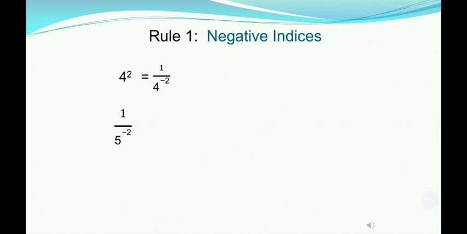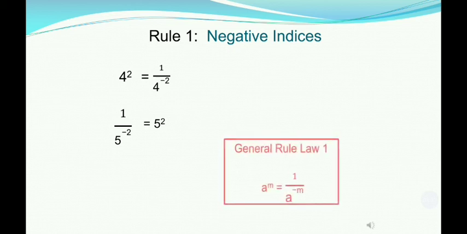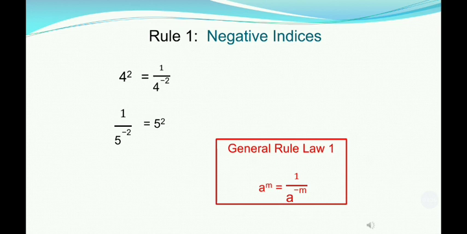This 5 to the power of minus 2 is in the denominator. When it goes to the numerator, the sign changes. Since it is negative, it becomes plus 2. That is 5 to the power of 2. So this is the first law of index, that is, in general we can write it as a to the power of m is equal to 1 divided by a to the power of minus m.